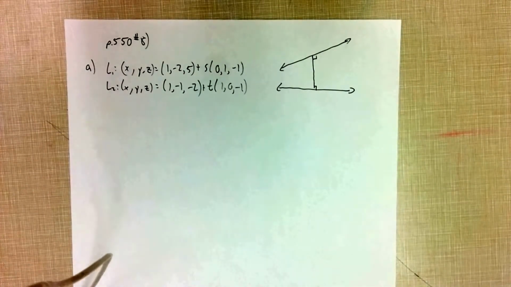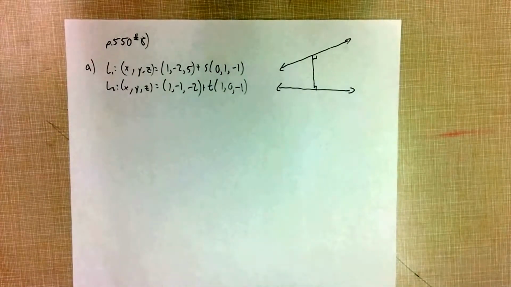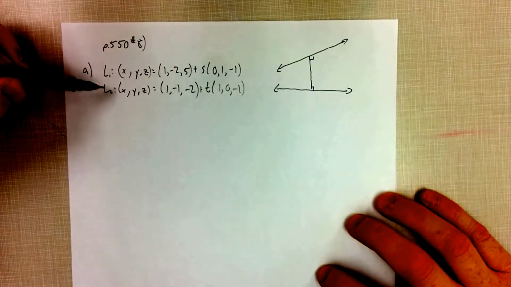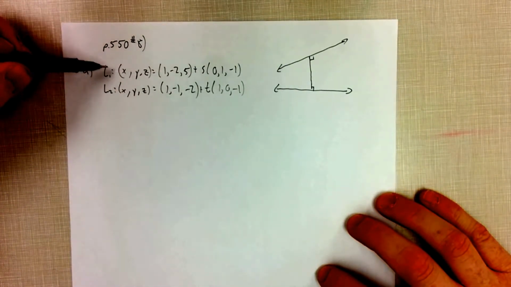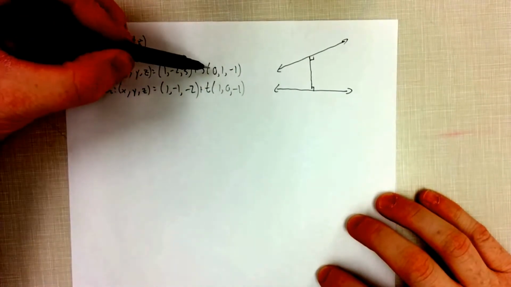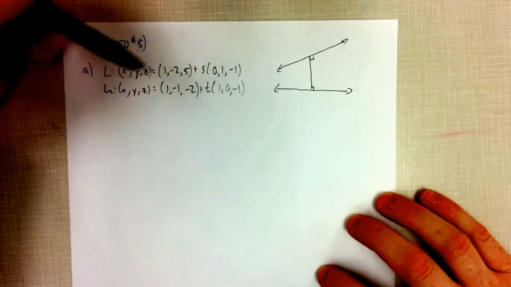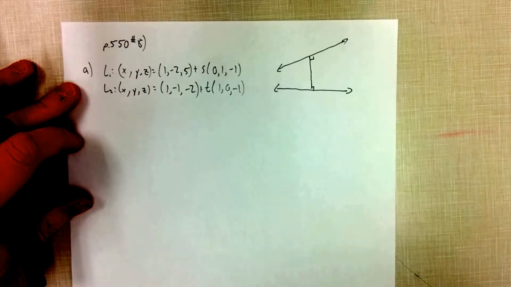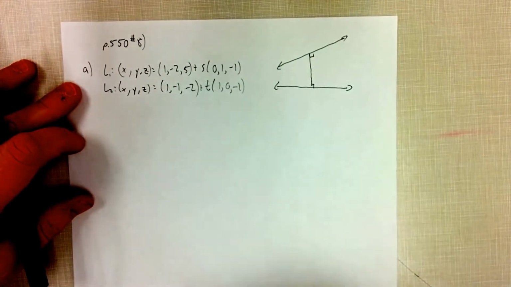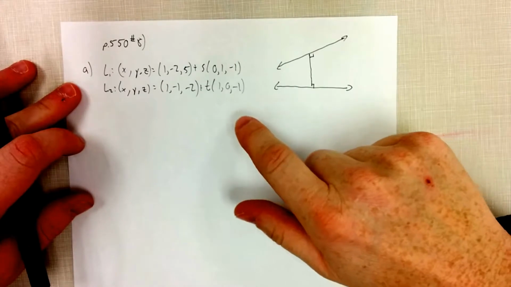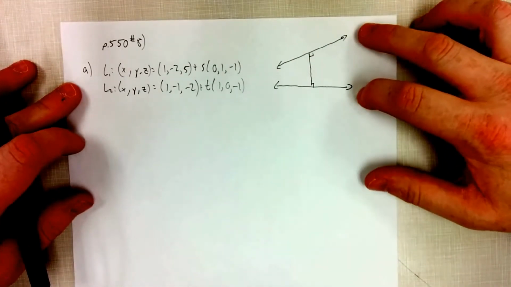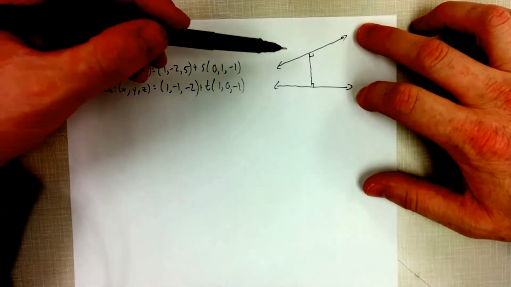All right, so this time we're going to take a look at page 550, number 8, which is asking for the distance between these two lines. These two lines don't have the same direction vectors. So if they're not intersecting and they're not parallel, and they're asking to find the distance between them, then they're skew. So here's a sort of diagram that we can use to describe these two lines.